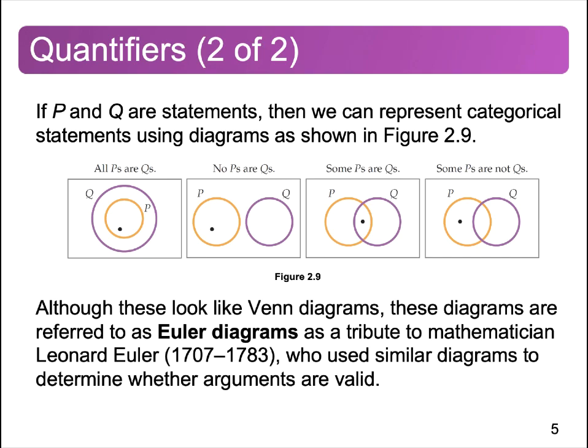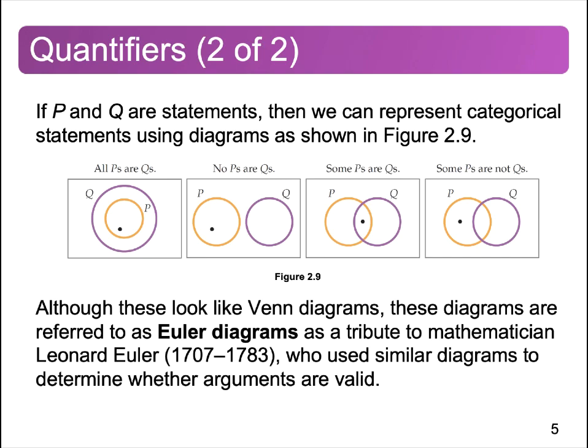The next one, some P's are Q's. Some, we will overlap our circles to show that there are some items that are in both groups. So you would draw your dot there in the middle to represent that there are some individuals or some objects that exist in both groups. And then the last one, some P's are not Q's. It would be an overlap again, but this is telling us that there is at least one object that's in the P group that's not in the Q group.